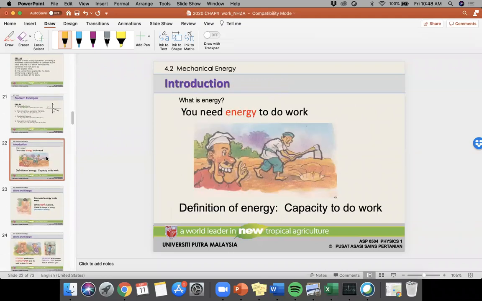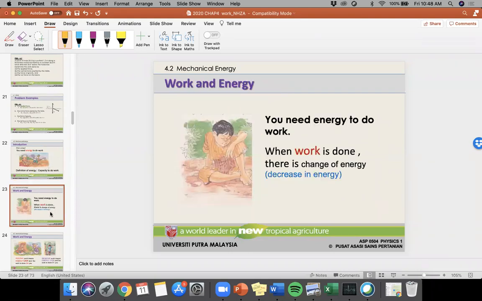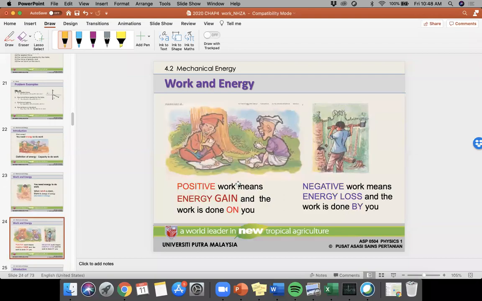Okay, so tadi work done. Now we are talking about energy. So you need energy to do work, obviously, right? So the definition of energy is capacity to do work. When work is done, there is a change of energy. Shakila pun rasa penat lepas buat kerja, dia basuh pinggan tadi kan, oh penat. So there is a decrease in energy. Positive work means that energy is gained.